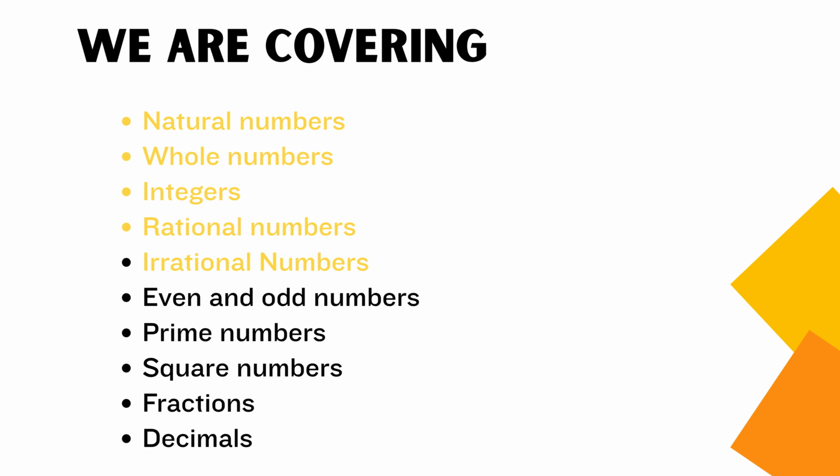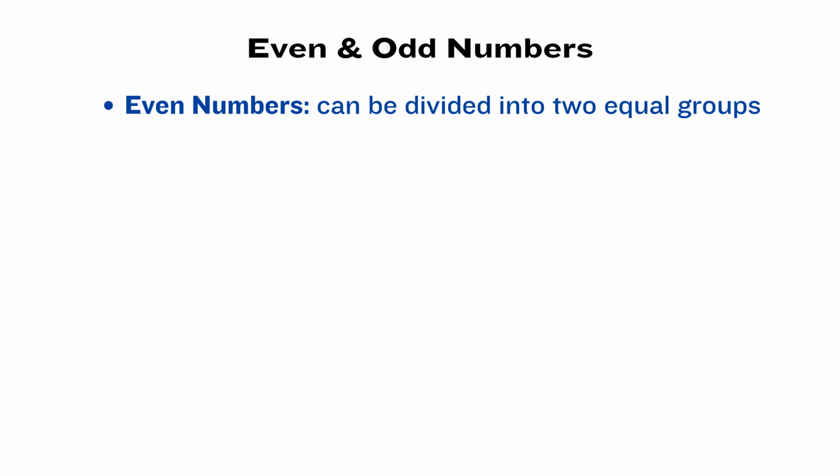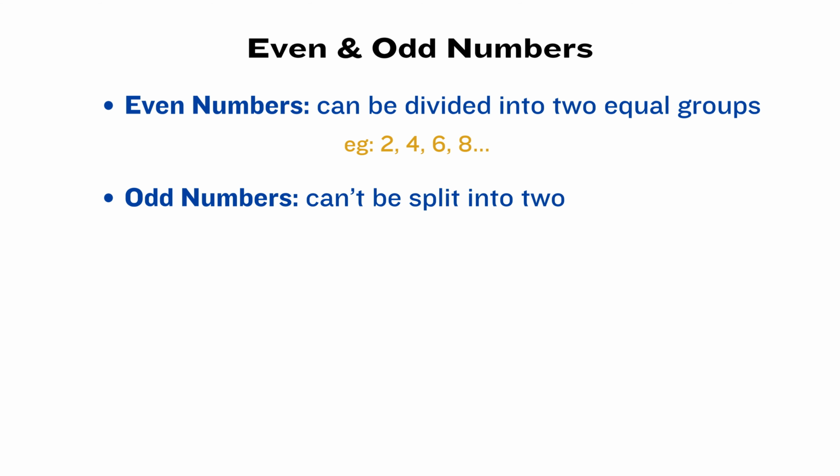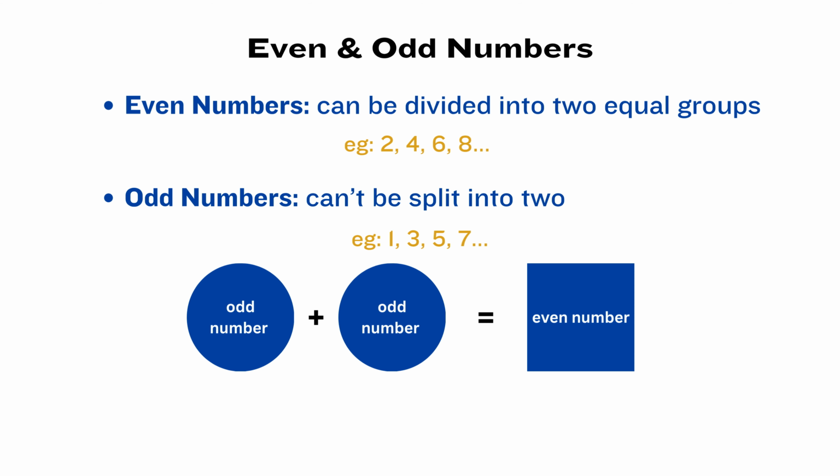Now let's jump into our next topic, even and odd numbers. Even numbers can be divided into 2 equal groups, like 2, 4, 6, 8. Odd numbers can't split evenly, there's always one left over. Examples 1, 3, 5, 7. There's a cool trick. Add 2 odd numbers together, you always get an even number.